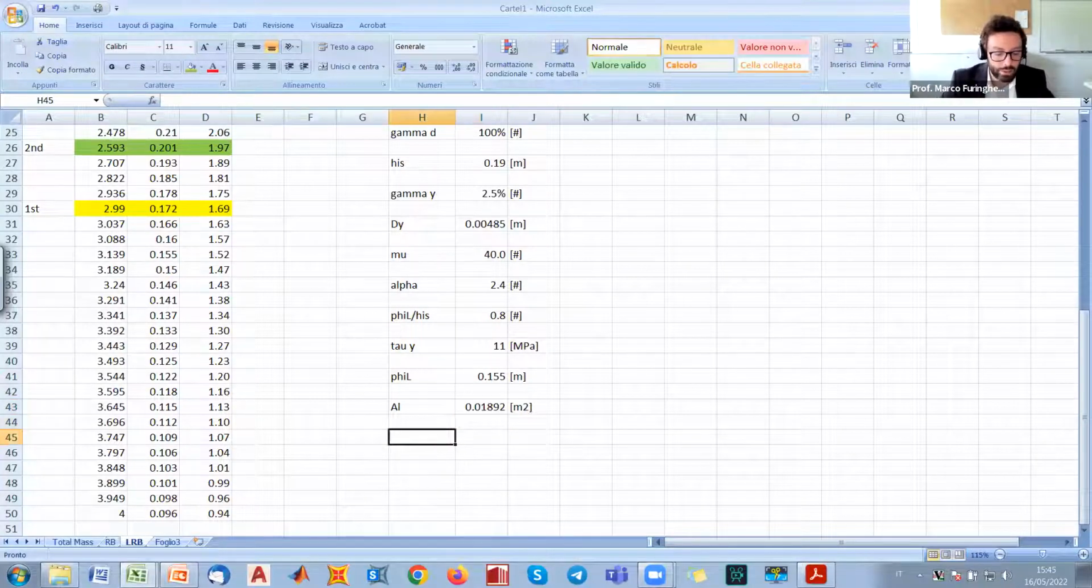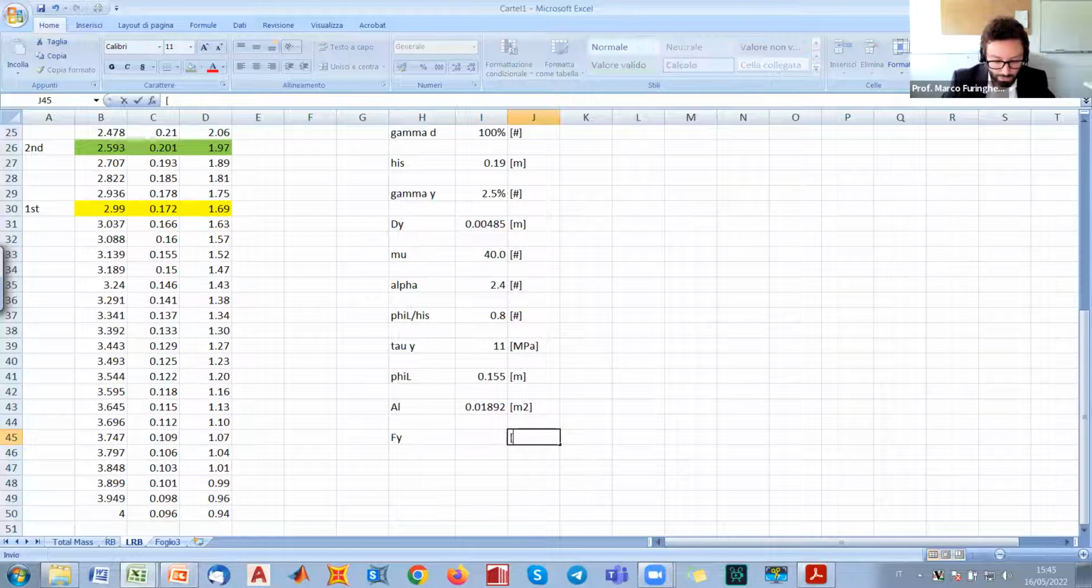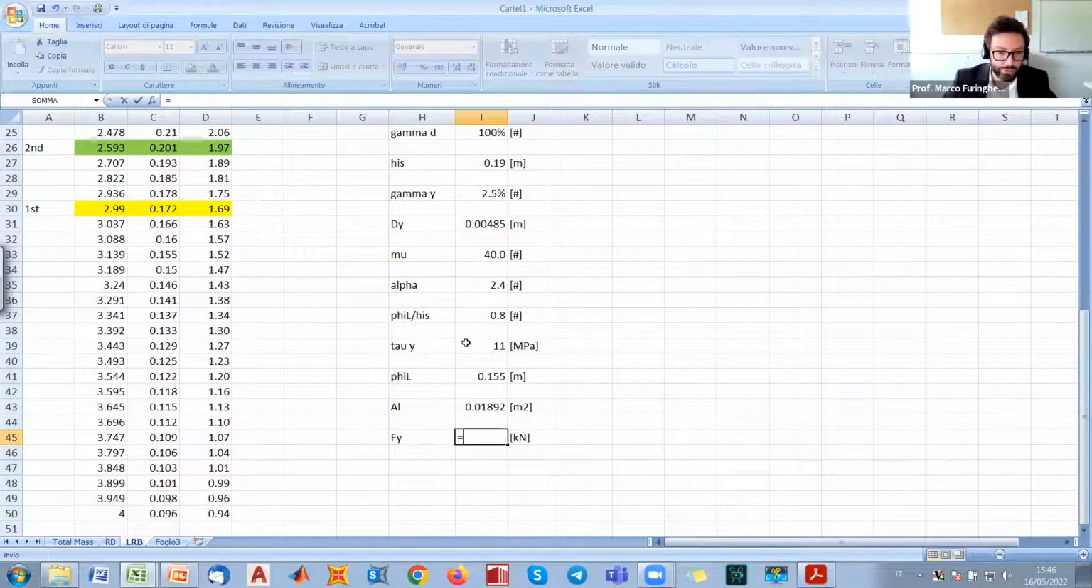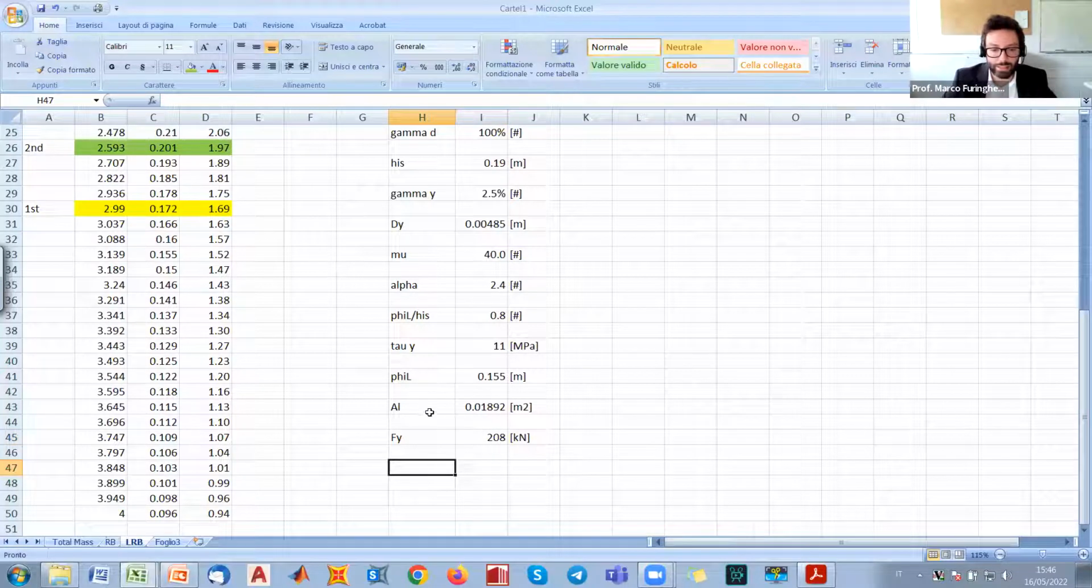And then we have the Fy in terms of kilonewtons. Okay, so this means that we have the multiplication of the yielding shear stress in terms of kilopascals, so by 10 to the third, times the area. Okay, so we have 208 kilonewtons, and this is the yielding force of the single isolator.